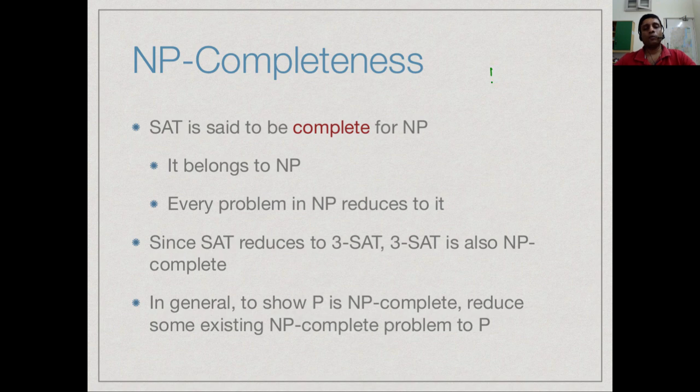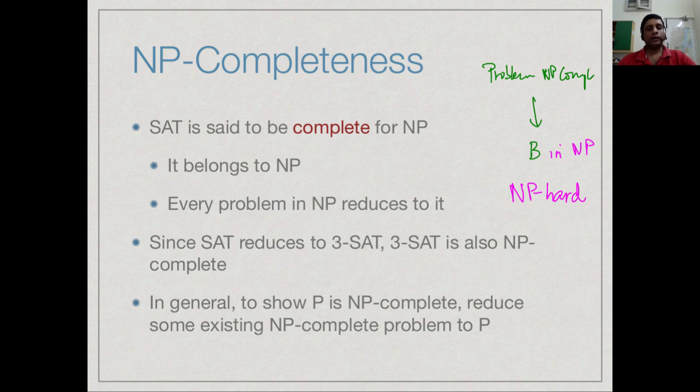So you have some problem A which is NP complete, and then I reduce it to my problem B, and that makes B also NP complete, provided B is in NP. If it is not in NP, then it is something weaker called NP hard. It is at least as hard as every problem in NP, but may not be in NP itself.